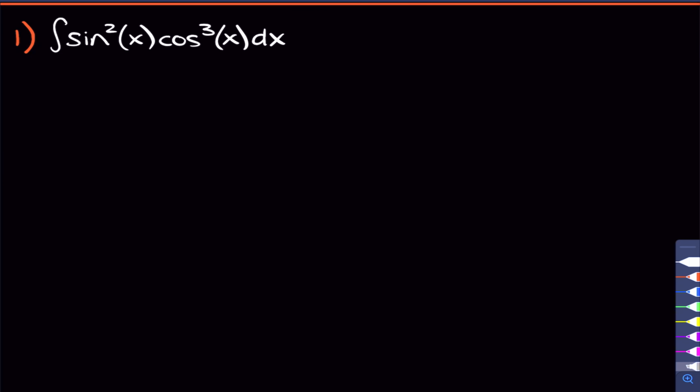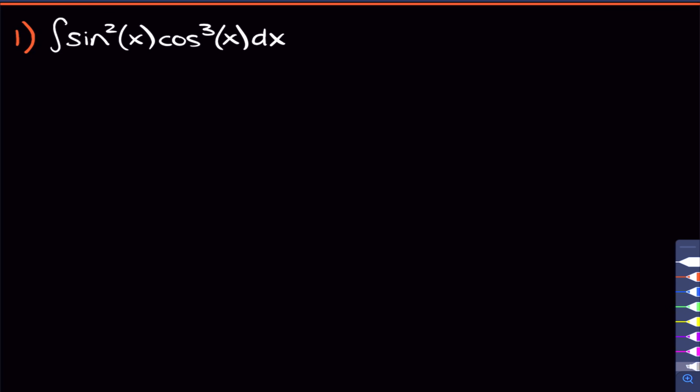It's cosine cubed. Now real quick, you might be thinking, well, what if sine and cosine both have an odd power? And what if neither of them have an odd power? We'll talk about that a lot more in problem 3. But for now, in problem 1, we see that cosine has that odd power. And that means we're going to split it up.